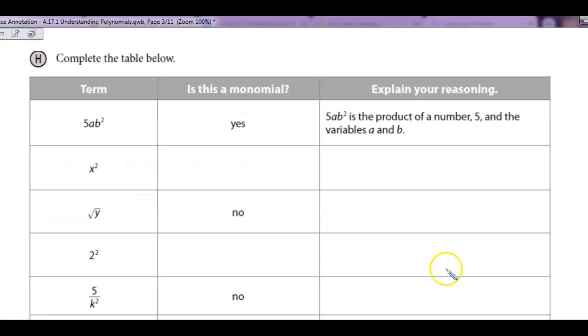Okay, so that's proof that it is a monomial. So let's complete the chart below. We have x squared. Is this a monomial? Is it a single term? Yes. Does it have an exponent that's a whole number? Yes. Does it have a denominator with a variable in it? No. So the answer is yes. And it's because x squared is a single term with a whole number exponent.